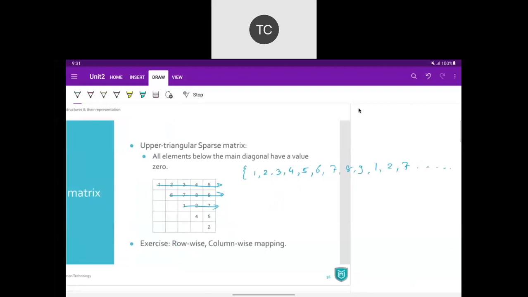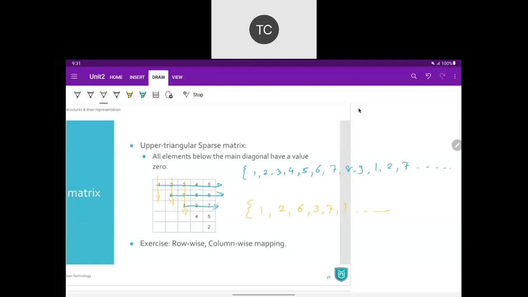If you want to go for column wise, then you consider the first column, so it will have only 1. Then you consider your second column, 2 and 6. Then you go for the third column, 3 7 and 1, and so on. That will be your column wise mapping.